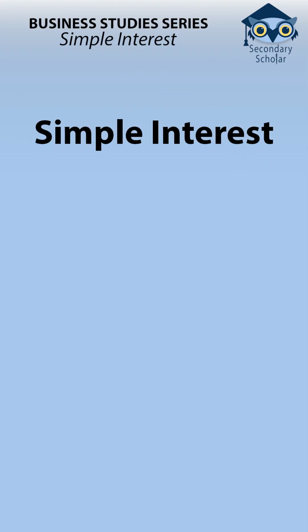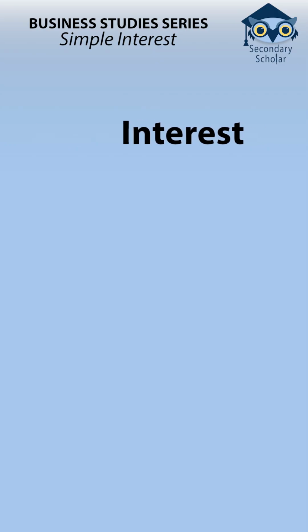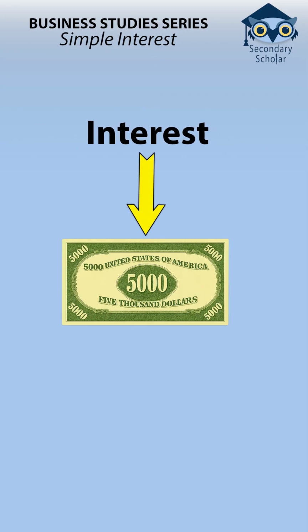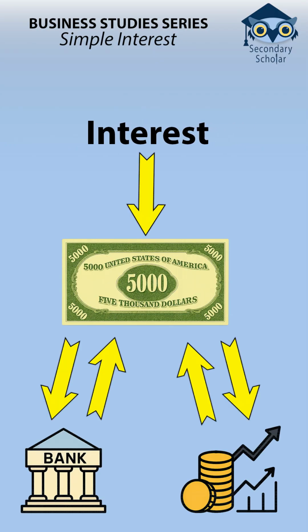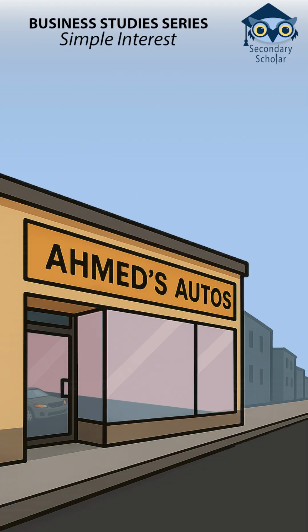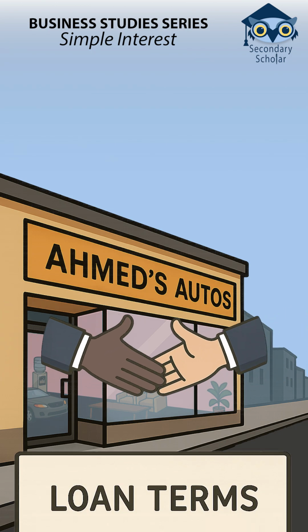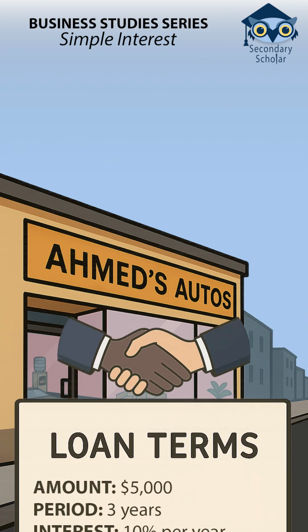Let's start with simple interest. Simple interest is when the interest is calculated only on the original amount borrowed or invested. It's straightforward and predictable. For example, Ahmed's Autos borrows $5,000 to buy new showroom furniture for its customers. Ahmed approaches a bank and secures a loan with simple interest at 10% per year for 3 years.